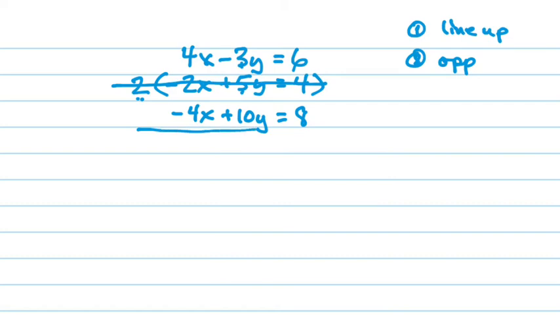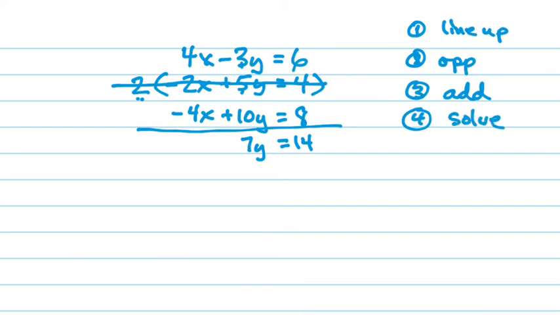Now what I'll do is add them together. 4x's minus 4x's make no x's. Negative 3y plus 10y makes positive 7y. And 6 and 8 will combine to make 14. Now I just have a simple linear equation. So the third step was to add them together. Fourth step is to solve that little equation you have left. And all you're ever going to have to do when you're solving that is just divide by the coefficient. So that gives you y equals 2.